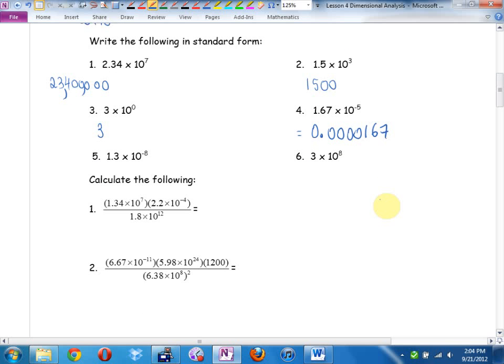Example 5. 1.3 times 10 to negative 8. That's going to be 0 point. Negative 8 means I'm going to go 7 zeros and then start writing numbers. 1, 2, 3, 4, 5, 6, 7, 8.